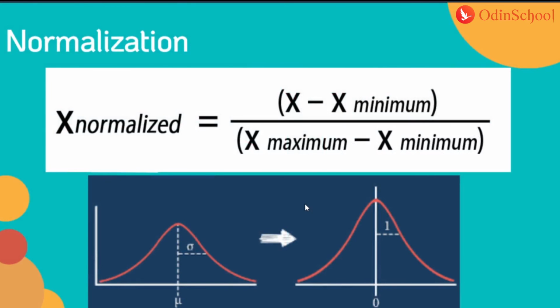As I was talking about normalization and standardization, suppose your data variables are of different scales. Normalization is done so that they are on the same scale. Standardization is where your mean is 0 and standard deviation is 1. In normalization, we take the data, deduct the minimum from it, and divide by the maximum minus the minimum. So just to have the data on the same scale, we do normalization, or we can do standardization.